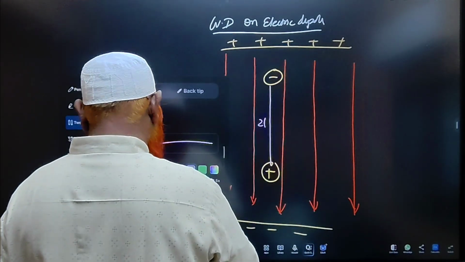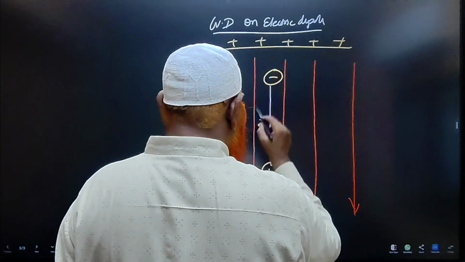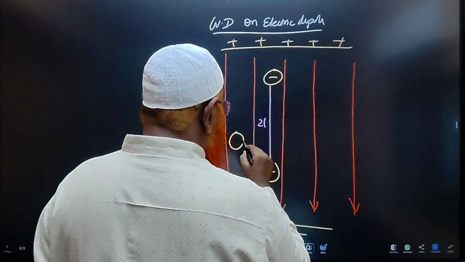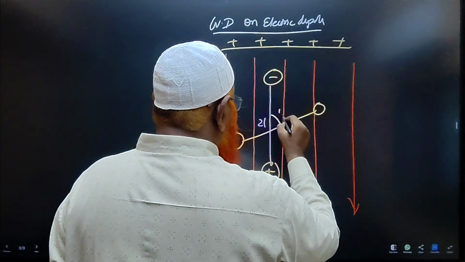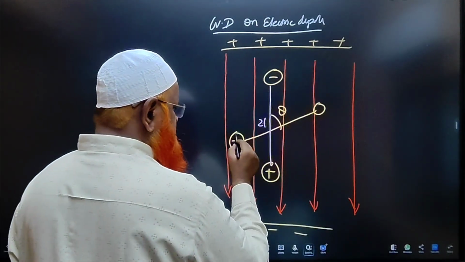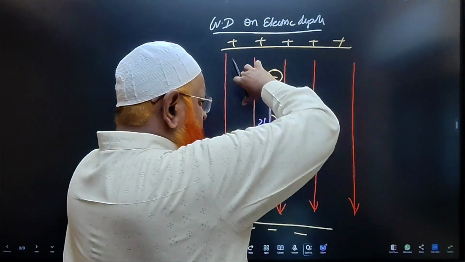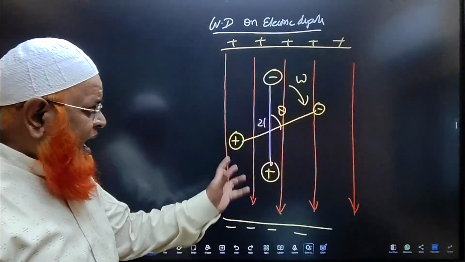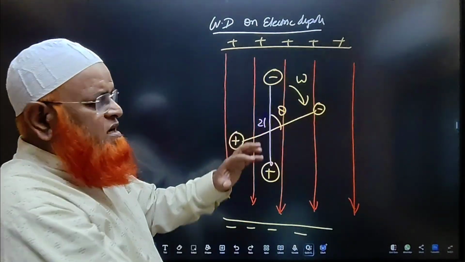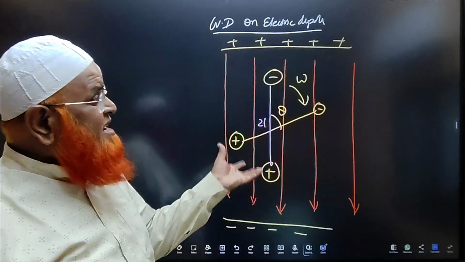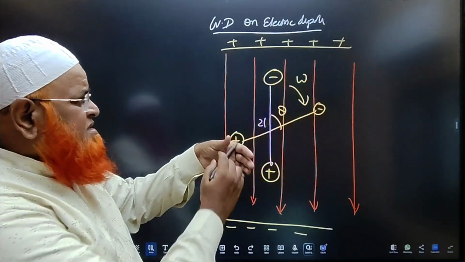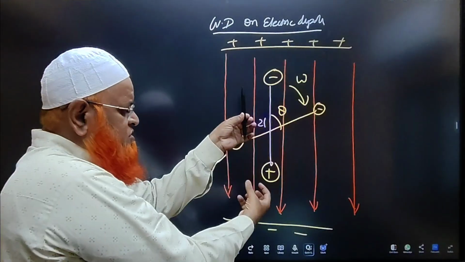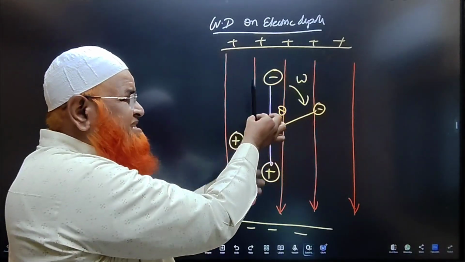Now what I am going to do is apply some force on this and try to tilt it by a certain angle in this direction. I am trying to tilt it to an angle theta here. This is positive and this is negative. I am applying some force, doing some work to rotate and tilt it against the electric field. Now, this is in a comfortable position where negative is attracting positive and positive is attracted by negative, and it is stable now.